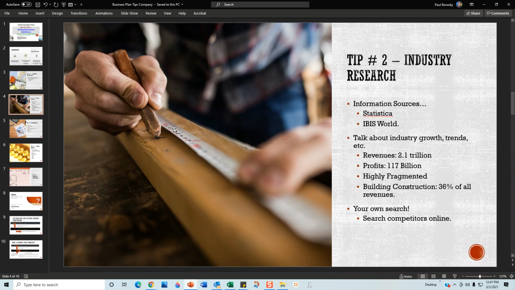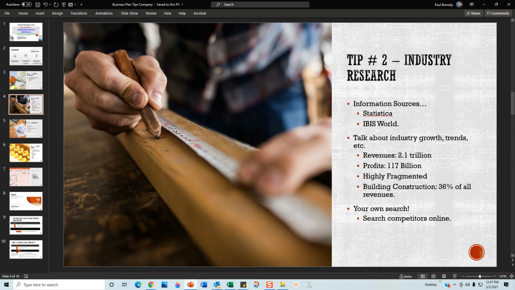Profits in the industry about 117 billion, and it's highly fragmented. What it means by highly fragmented is that there is a lot of small organizations in the construction industry. There is not one large competitor dominating the services. And then building construction, 36% of all revenues come from building construction. If you're going to be in the construction phase of the construction process, building houses, building offices, building roads and such, then make sure to identify some of those statistics.